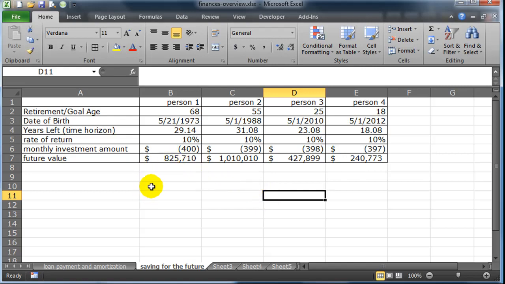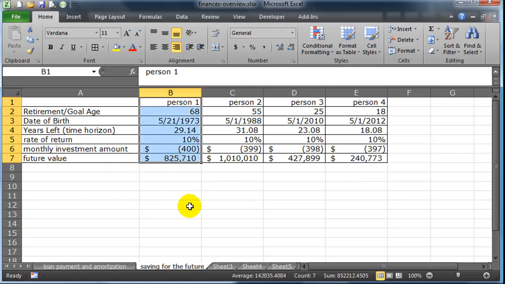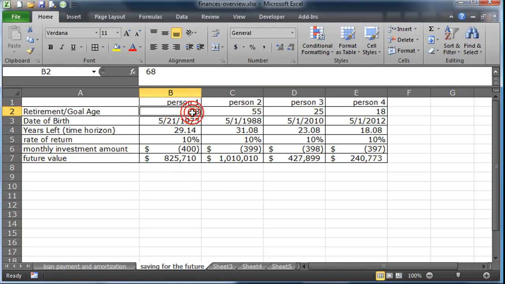Of course, person 1 is taken care of. That's the one I did for myself here. Goal age of 68. If you hear that tapping, there's a bird outside my office window. Okay, just scared a bird away. All right, so I'm this first person here. Goal age of 68. Date of birth, 5/21/73. 29 years left to retirement. 10% return, $400 a month, $825,000 is the goal. Person 2 wants an earlier retirement age. They want to retire at 55, okay?